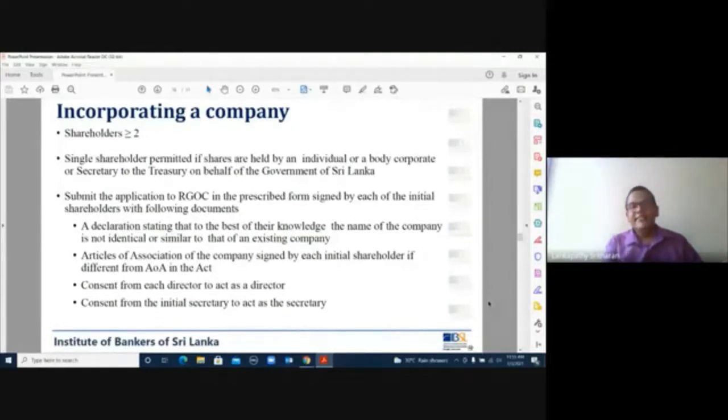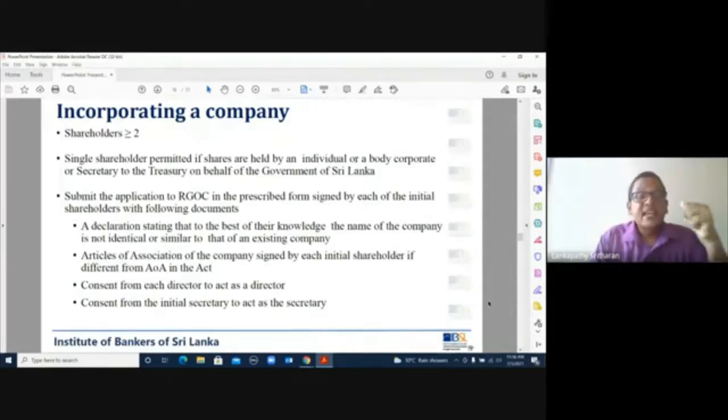So as a general rule, if it is an incorporated company, two or more people have to be shareholders. But there is an exemption: a single shareholder is permitted where a person or institution or the secretary to the treasury holds the shares on behalf of the government of Sri Lanka. Just keep it in mind. In that instance, the company can run with one single shareholder.